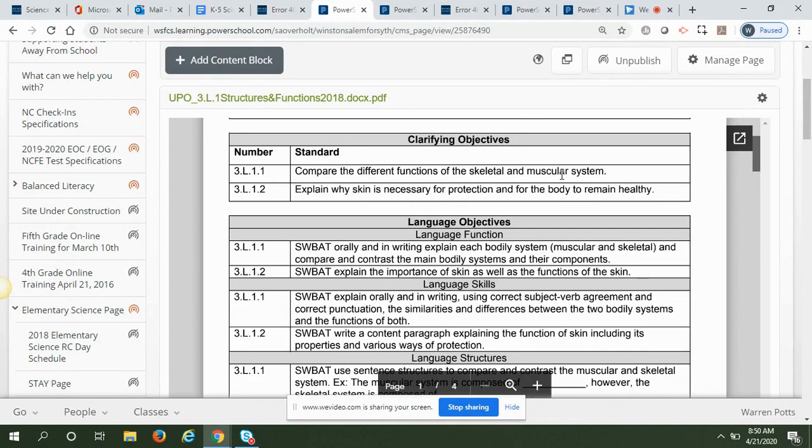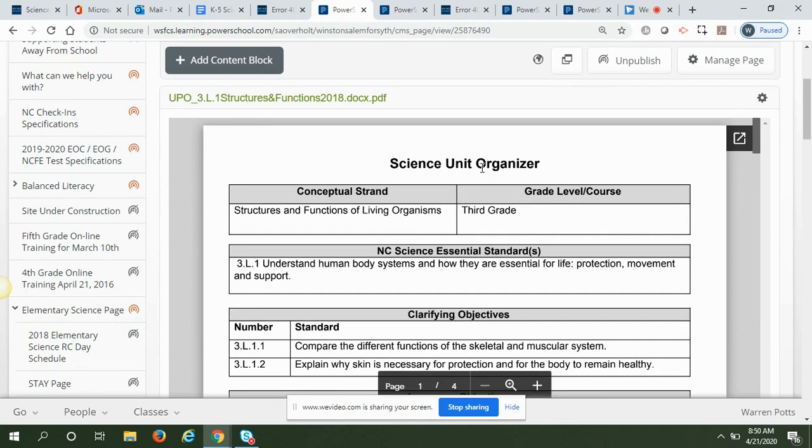Really, all three of those systems are involved with protection, and so it's going to be fun to go into how they can help with protection, and which one of those help with movement, and which one of those help with structure or support.